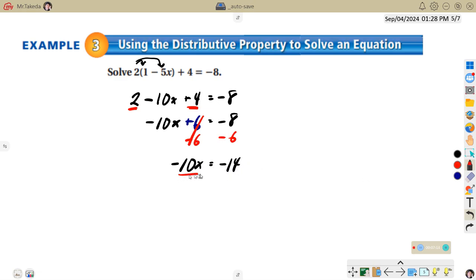And now dividing both sides by negative 10. x equals, okay, let's simplify this. A negative divided by a negative is going to be a positive. 14 and 10 are both even numbers, which means they can both be divided by 2. 14 divided by 2 is 7. 10 divided by 2 is 5. And this is 7/2, or if you're so inclined, 1 2/5, so 1.4, something like that. I like the fractions, it makes it easier.